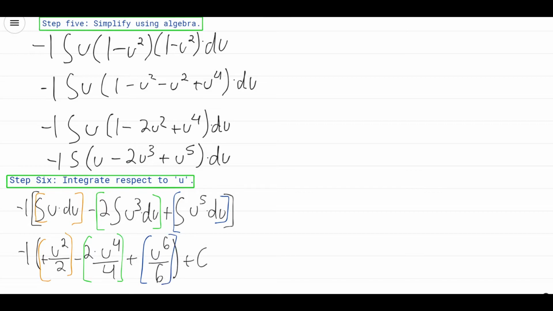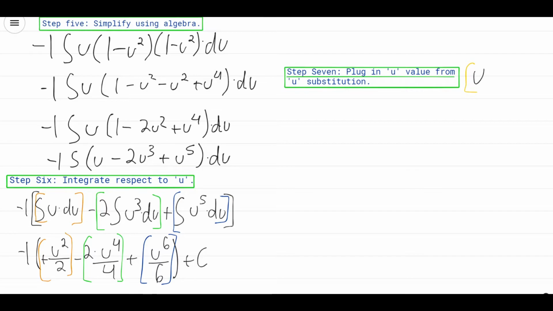But we're not done yet because we have it in terms of u, so we need to plug in the u value from the u substitution. So our u is equal to cosine x, if you recall. So everywhere we see u, we're going to plug in cosine of x. So we have -1 still on the outside. We have plus cosine squared x over 2 minus cosine to the 4th x over 2.